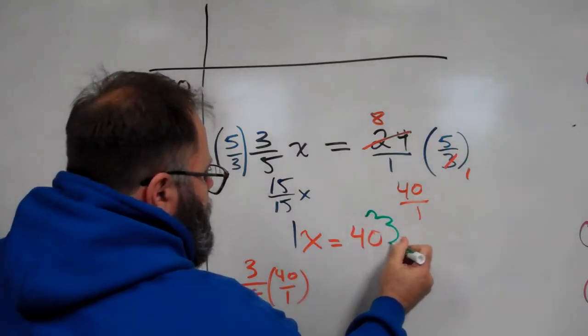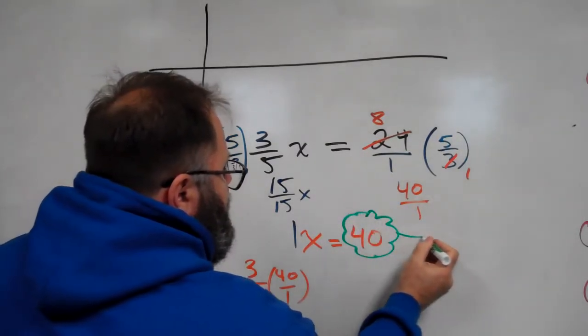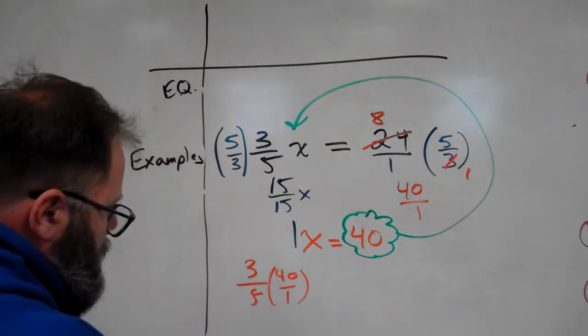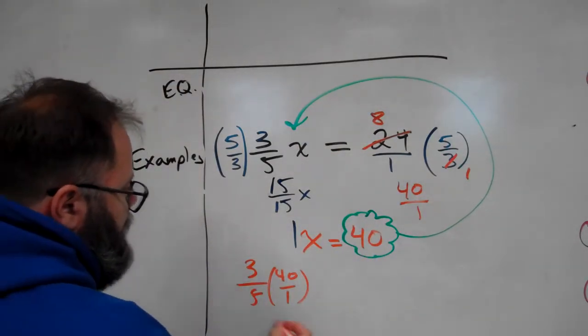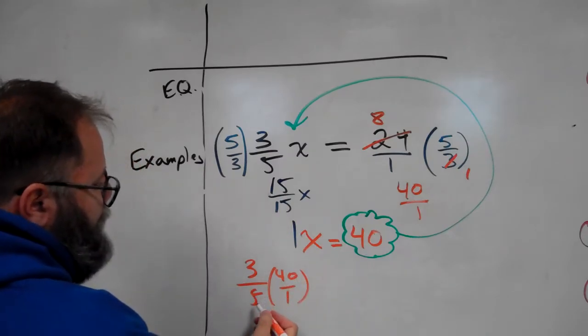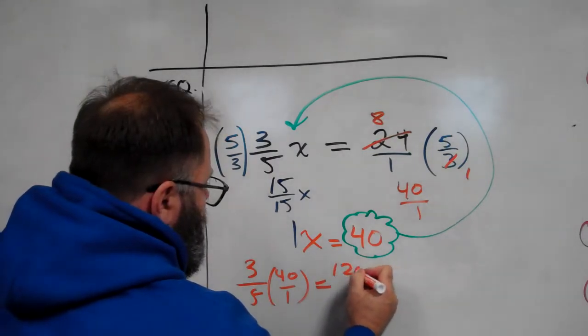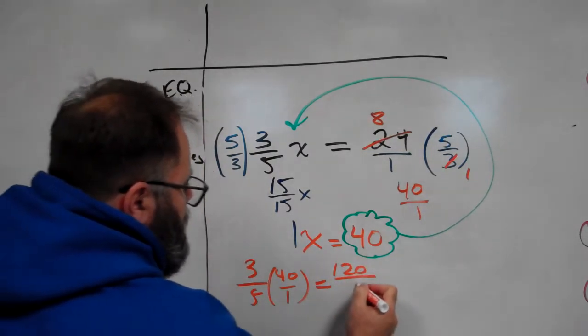So this one, we're going to take that and substitute it back in for x. That's written right here. And then what I know is my 5 and my 40 I can simplify, but I won't simplify them this time. I'll just leave it. So 3 times 40 is 120. 5 times 1 is 5.